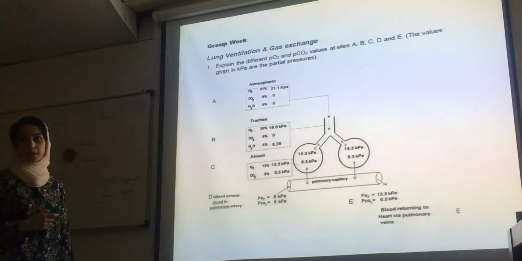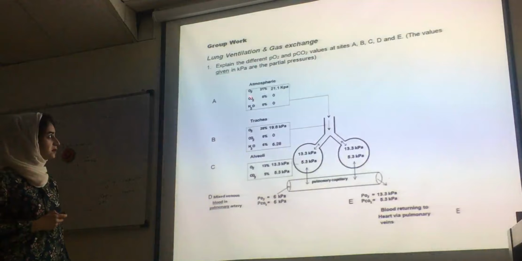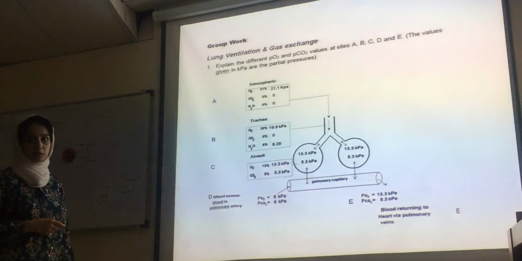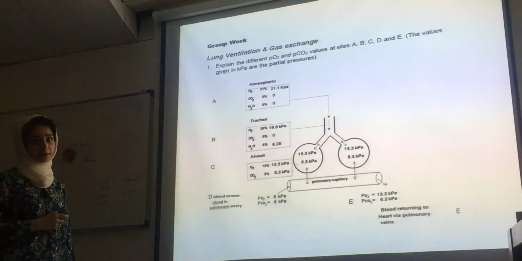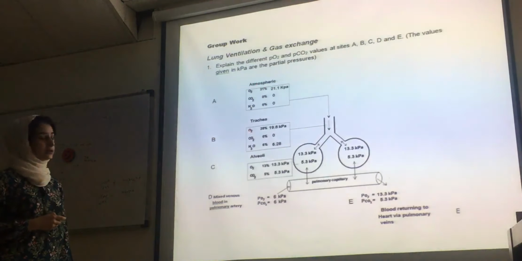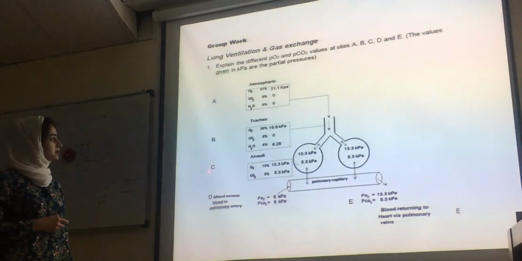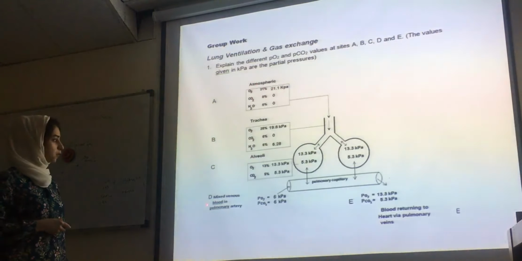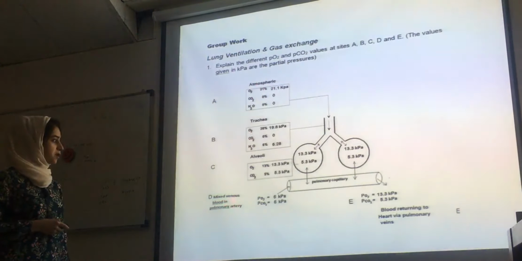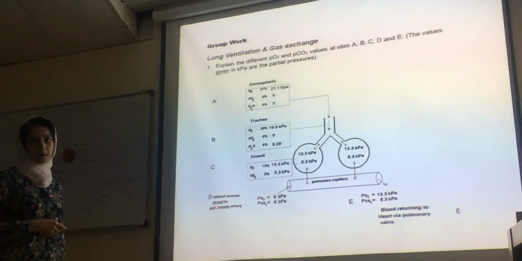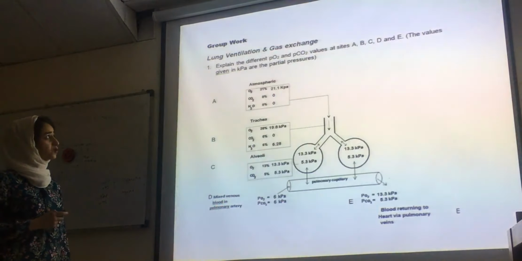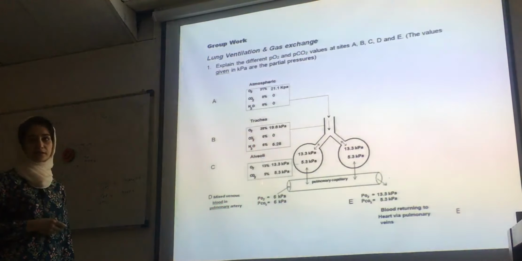Why are PO2 and PCO2 values different between these four sites? What are these four sites? A is atmospheric gases, while B is air in the trachea, C is air in the alveoli, while D is mixed venous blood, meaning the blood in the pulmonary artery. So why are PO2 and PCO2 so different in these areas?